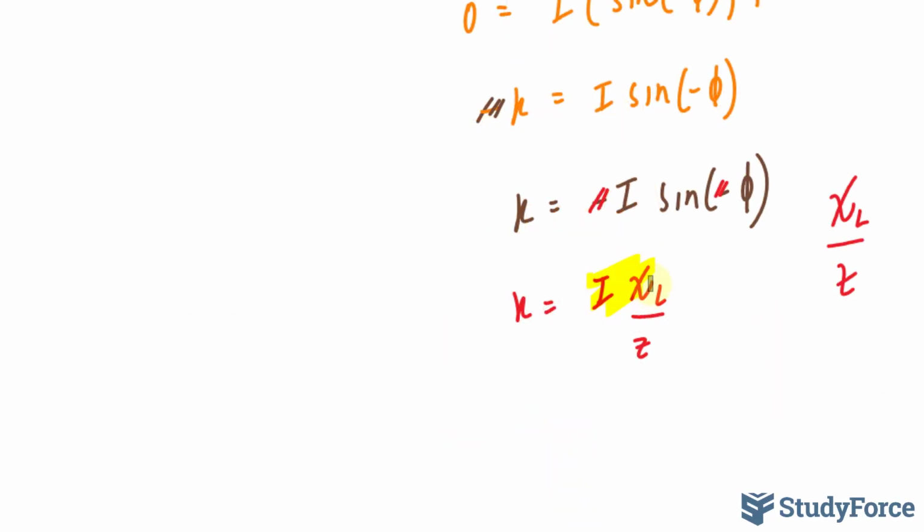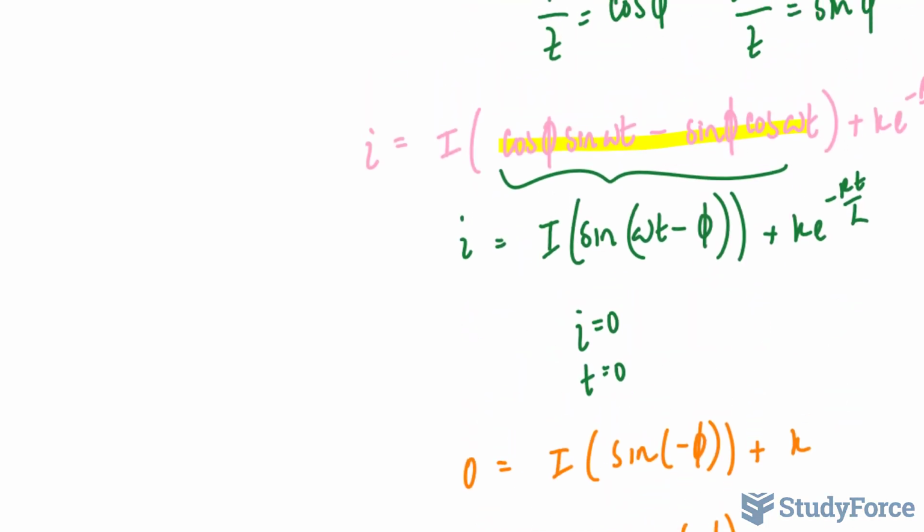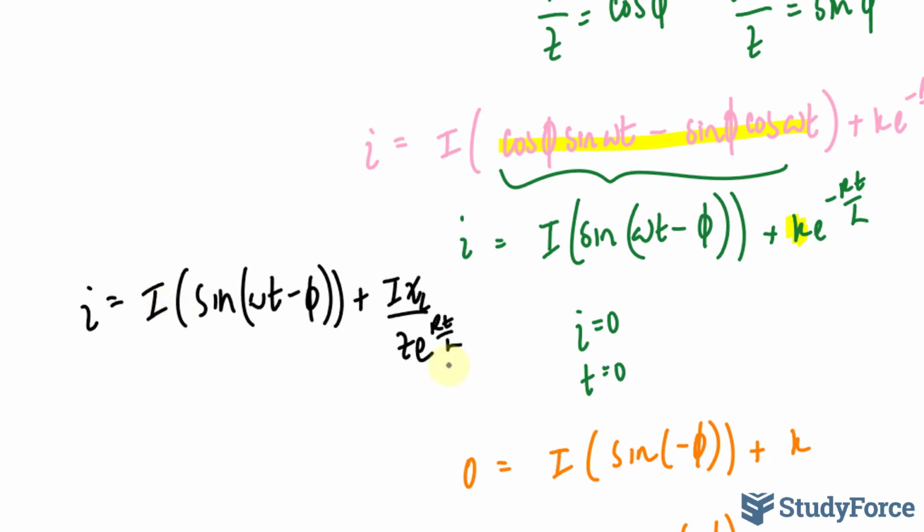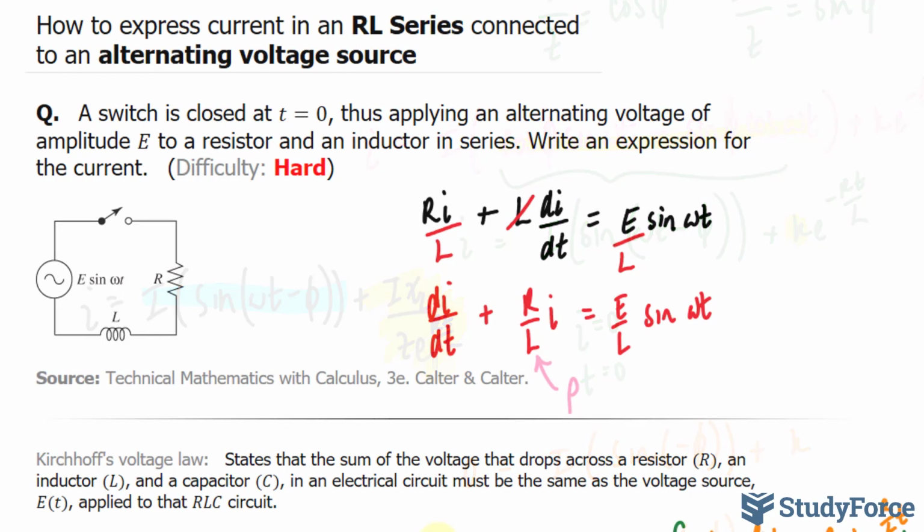What I'll do with this is substitute it into here, giving us the final formula, current is equal to, our current therefore has two parts. One, a steady state alternating current of magnitude I, and that's shown right here. And two, a transient current with an initial value of I times X subscript L over Z, which decays exponentially, and that's shown right here. And there you have it. That is how to express current in an RL series connected to an alternating voltage source.